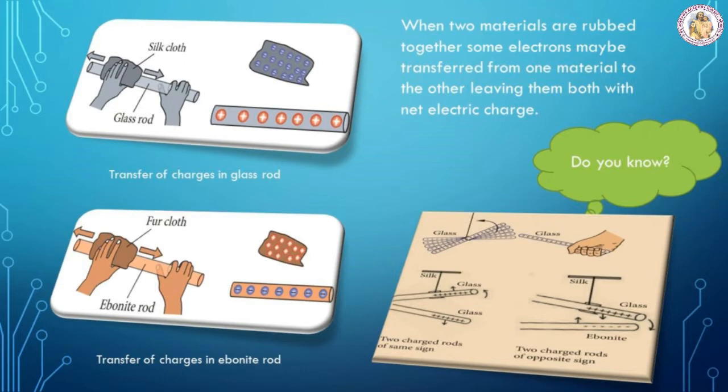From this, we know that when two materials are rubbed together, some electrons may be transferred from one material to the other, leaving them both with a net electric charge. Do you know, if a negatively charged glass rod is brought near another negatively charged glass rod, the rods will move apart as they repel each other. If a positively charged glass rod is brought close to a negatively charged ebonite rod, the rods will move toward each other as they attract. The force of attraction or repulsion is greater when the charged objects are closer.